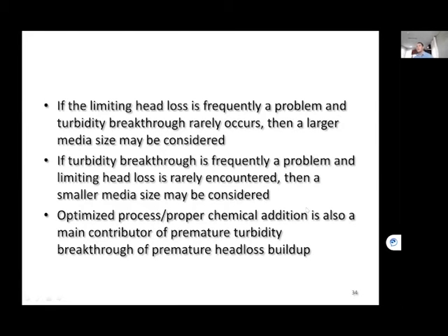So you'll see the head loss, but there's always a balance in an efficient filter run. You want to maximize the amount of water you're filtering, reaching a terminal head loss of whatever your utility feels is appropriate, and not having the turbidity breakthrough. So there's the balance there.